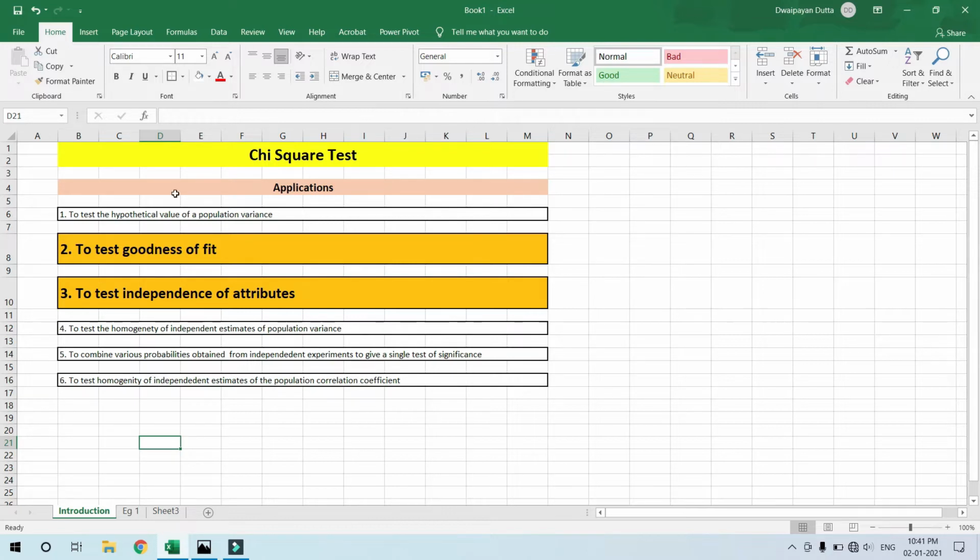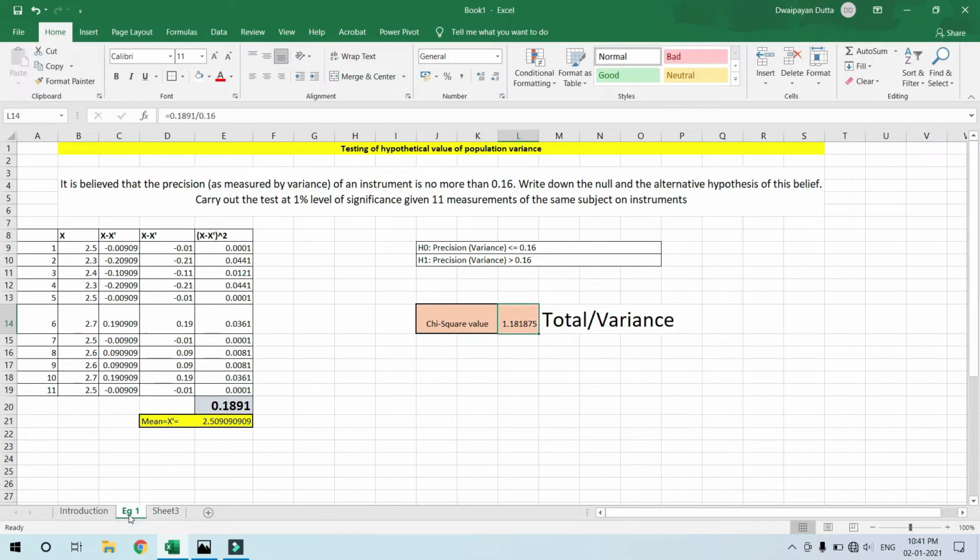In this session I am going to discuss the testing of the hypothetical value of the population variance. I have made two examples which will help you understand how it works. Now let me switch to the example. Here, as you can see, I have done this testing of the hypothetical value of the population variance.